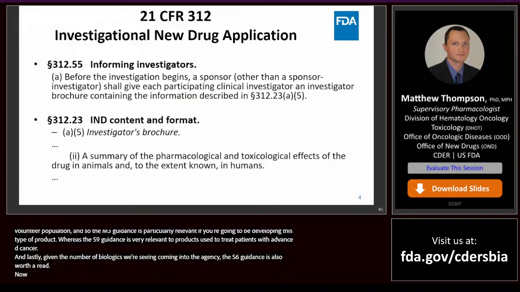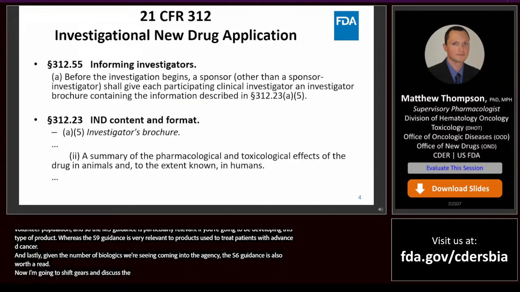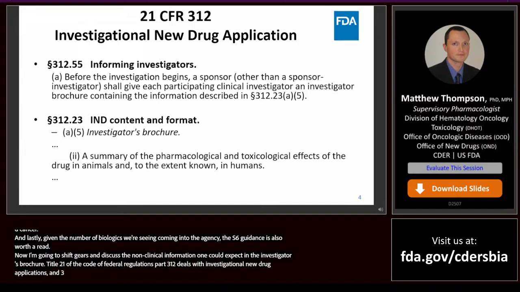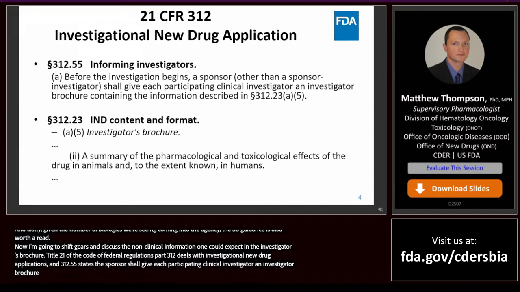Now I'm going to shift gears and discuss the non-clinical information one could expect in the investigator's brochure. So Title 21 of the Code of Federal Regulations, Part 312, deals with investigational new drug applications. And 312.55 states the sponsor shall give each participating clinical investigator an investigator brochure. So what is in an investigator's brochure related to pharmacology and toxicology?